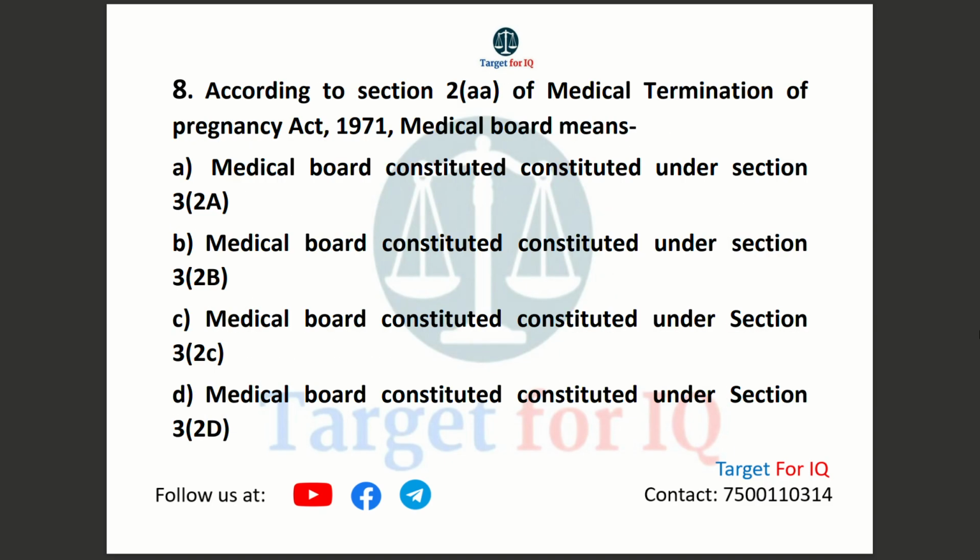Question number 8. According to Section 2AA of Medical Termination of Pregnancy Act 1971, medical board means option A. Medical board constituted under Section 3 Clause 2A, option B. Medical board constituted under Section 3 Clause 2B, option C. Medical board constituted under Section 3 Clause 2C, option D. Medical board constituted under Section 3 Clause 2D. The correct answer to question number 8 is medical board constituted under Section 3 Clause 2D.